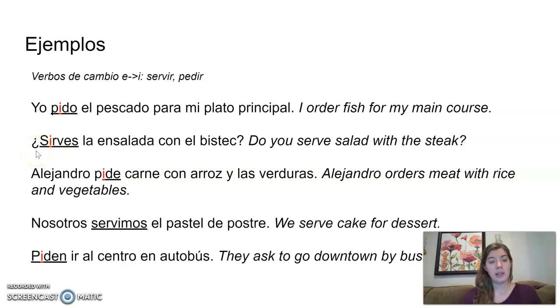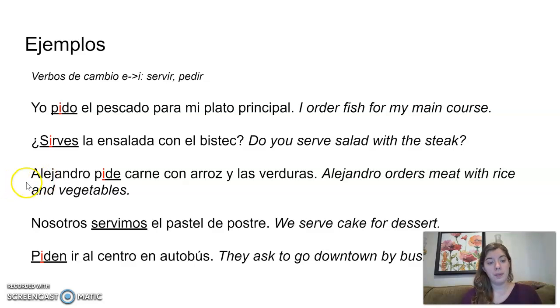Continuamos. El segundo ejemplo. ¿Sirves la ensalada con el bistec? Sirves, se quita IR y se pone ES. ES significa que el sujeto es tú. You is the subject, tú, because the ES ending always goes with the tú subject. Here it's implied, but it could be written in. It could say sirves tú. Remember, with a question, we typically find the subject after the verb. E cambia a la letra I. Sirves.